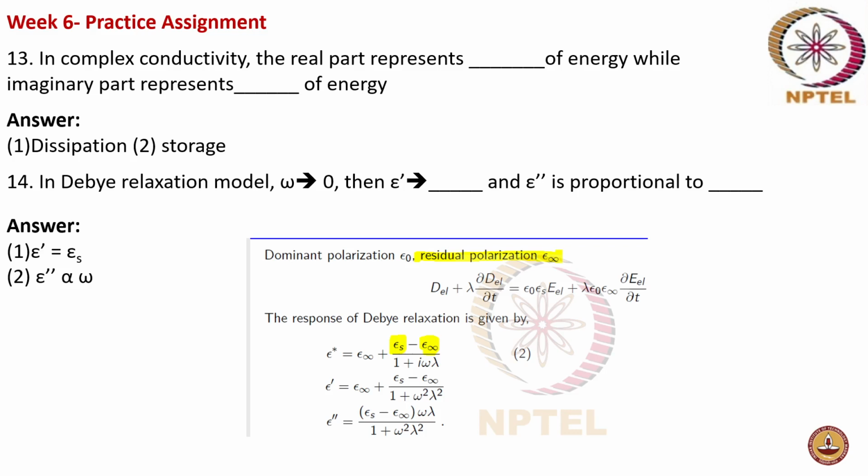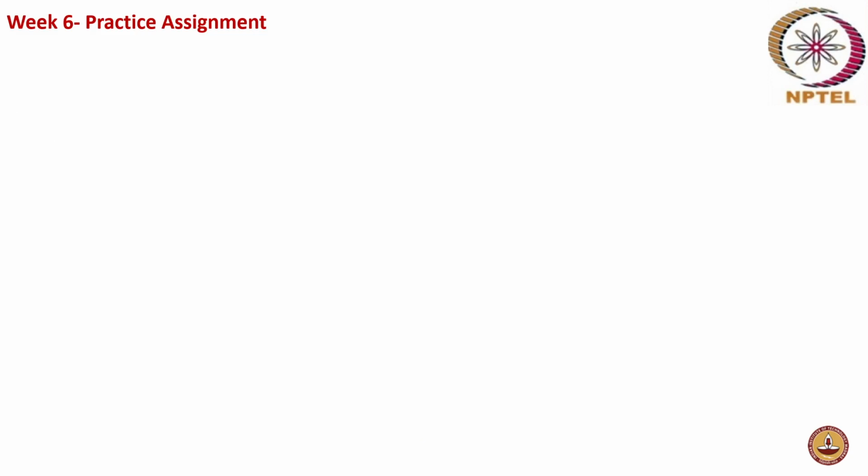Whereas when omega tends to infinity, the term 1 you can get rid of, because omega square lambda square will be a very huge value. So what you will end up with is epsilon s minus epsilon infinity into omega lambda by omega square lambda square. So omega gets cancelled, and you will get epsilon double prime is proportional to 1 by omega when omega tends to infinity. Okay? Are you all able to make sense? Yes, ma'am. Okay.